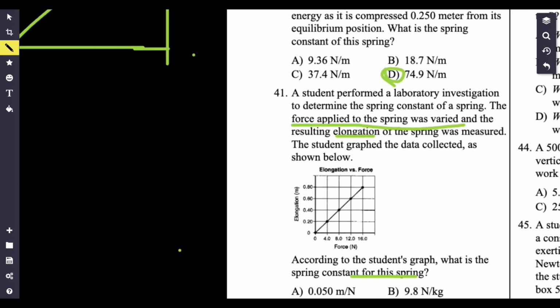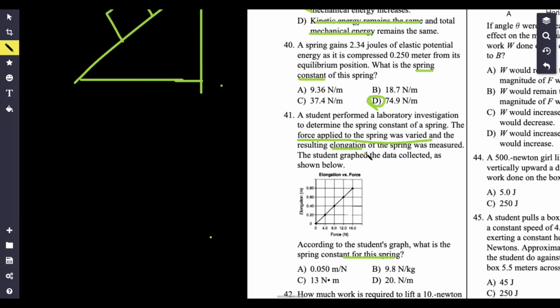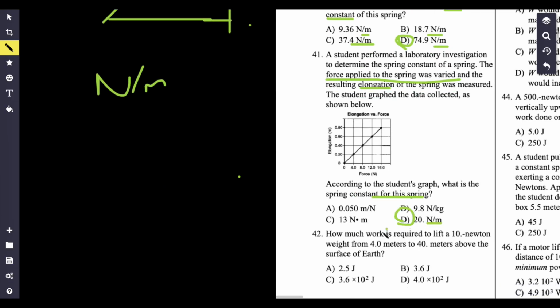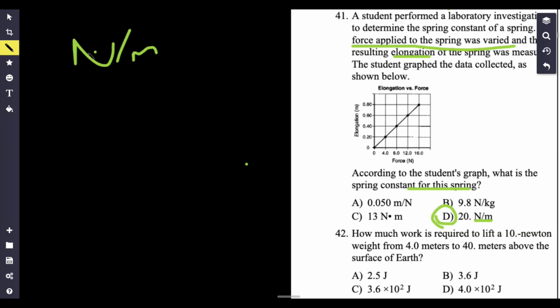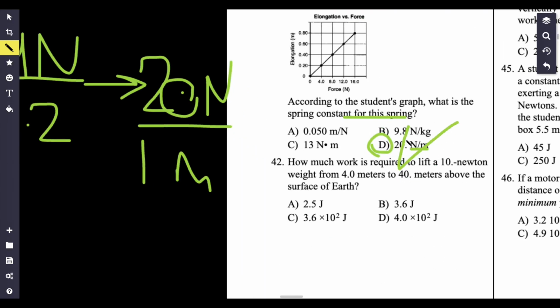This is where you've got to use your brain, and there's something really cool you can do. What's the unit for the spring constant? You can see in all these answer choices, it's newtons divided by meters, and this is the only one with newtons divided by meters. But another way you can do this is to remember that the spring constant is basically saying how many newtons I need to stretch the spring by 1 meter. If it takes 4 newtons to stretch the spring by 0.2 meters, then that corresponds to 20 newtons for 1 meter, which is why answer choice D makes the most sense.